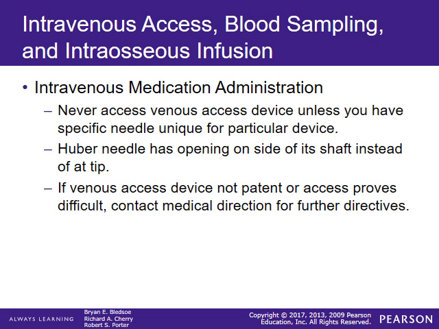You should always be cautious when using indwelling catheters. Never access venous access devices unless you have specific needle or techniques for the device. Some of them have specific types of access ports that are only for certain types of adjunct catheters and needle devices. The Huber needle has an opening on the side of its shaft instead of its tip, for example. If venous access devices are not patent or access proves difficult, remember that you should be contacting medical control for advice on how to utilize them if needed.